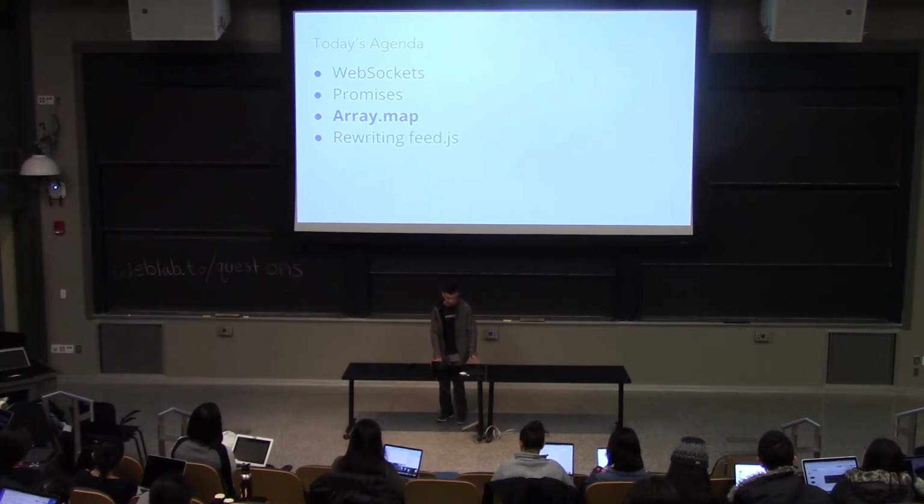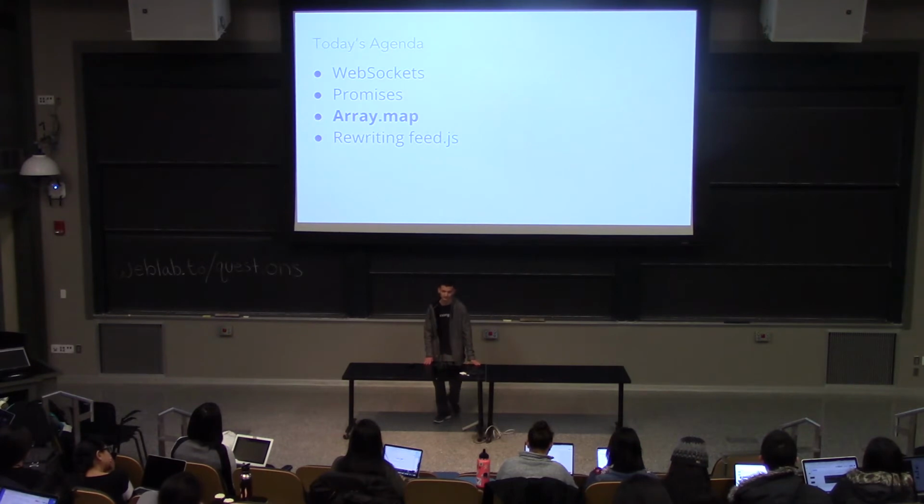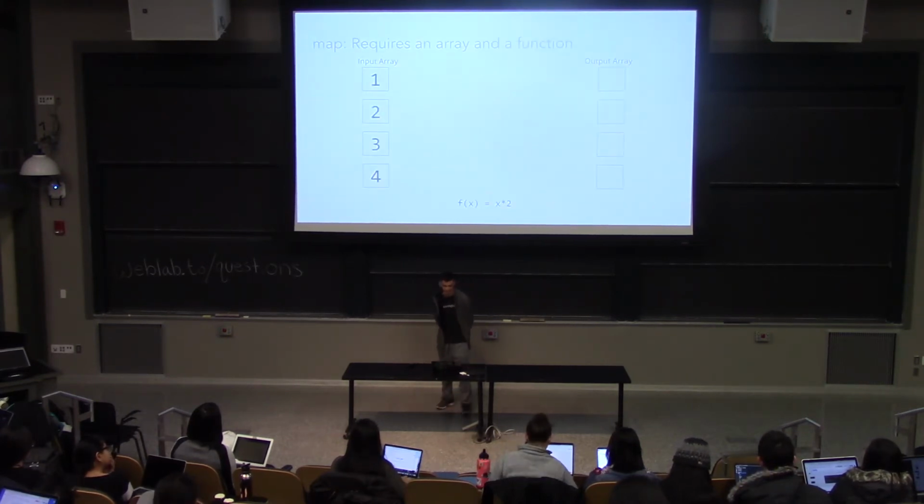All right. So now let's take a quick detour and talk about something called map. It's nothing too fancy. It's not even an ES6 feature. It's been around since ES5, I think. But we're going to be using it later today too. So I figured we'd just make sure we understand it.